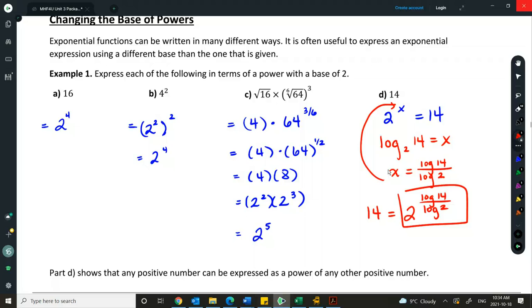Amelia? Why are we not? Because this is a decimal, and we're expressing it exactly as a base of 2. So by not calculating it, we're expressing it as an exact value. If we calculate log 14 over log 2, and I round it, then it's no longer a perfect expression, right? It's no longer exactly equal to 14, because I've rounded it. But if I wanted to know approximately what that exponent was, I could calculate and just sort of see around where it is.